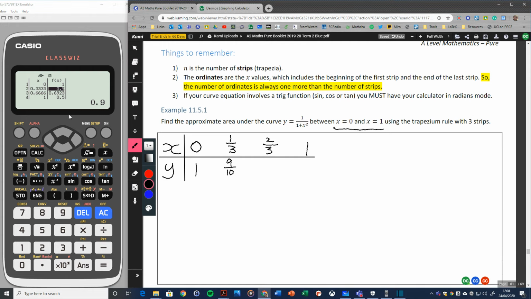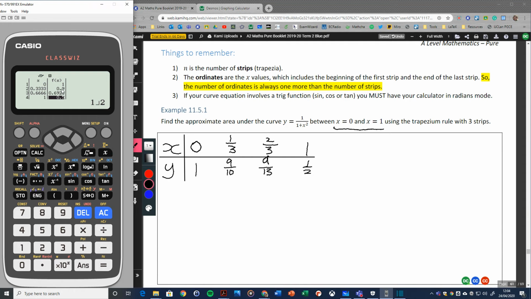And when x is 2/3, it gives me this decimal. We're going to see if we can get that as an exact fraction, because when I need this number later, I don't want to use a rounded value. So there we have 9/13. That keeps it nice and exact. And when x is 1, y is half.